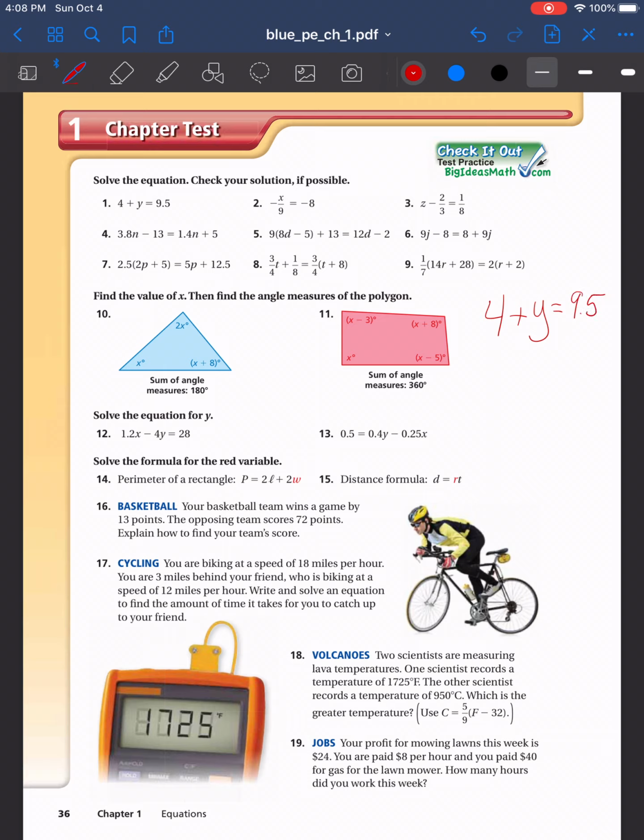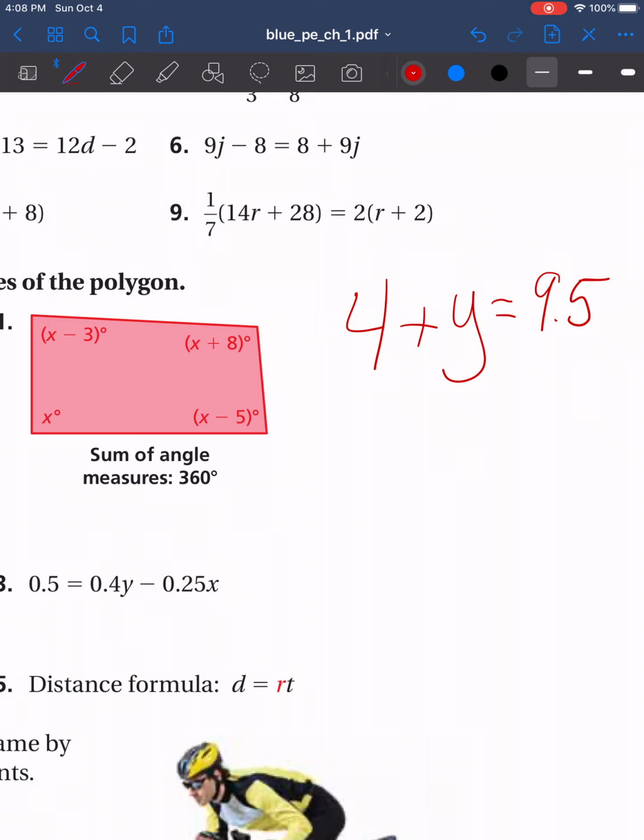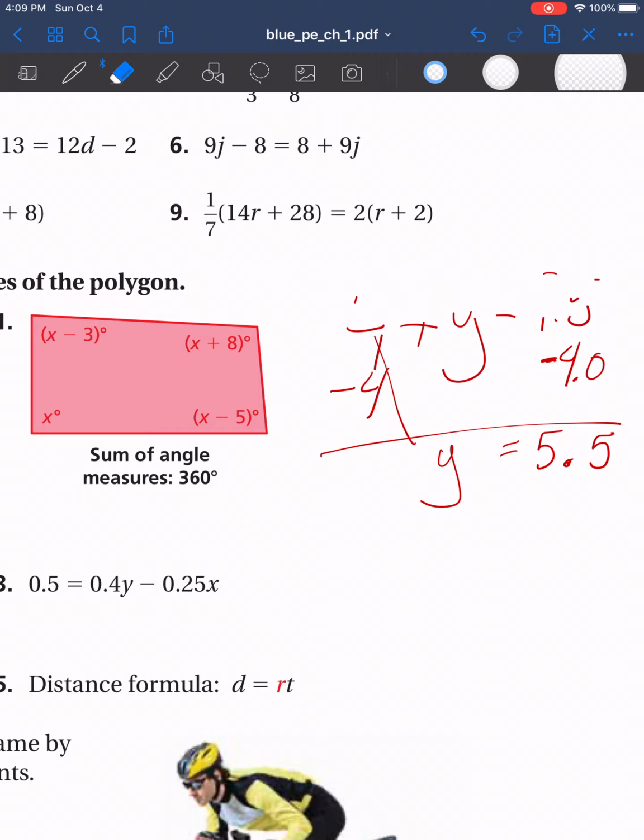Now remember, we want to get y all by itself. What's happening to y? It's being added by 4. So we do the opposite of that. So we subtract 4 from both sides. 9.5 minus 4, I'm going to put a decimal there, equals 5.5, and it's positive because the 9 is the bigger number, equals y. And that is it. That one was super easy. y equals 5.5. Okay.